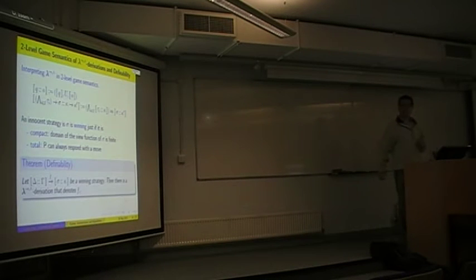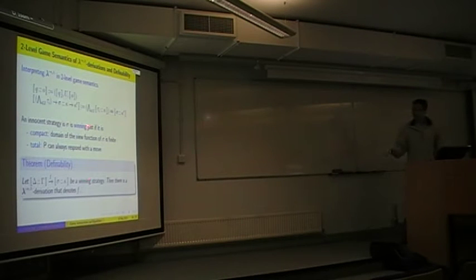So just to conclude this part, we have built this two-level semantic framework. We can interpret the intersection type system in this two-level game semantics in pretty much the obvious way. And this model turns out to be very tight-fitting in the sense that it satisfies a definability result.